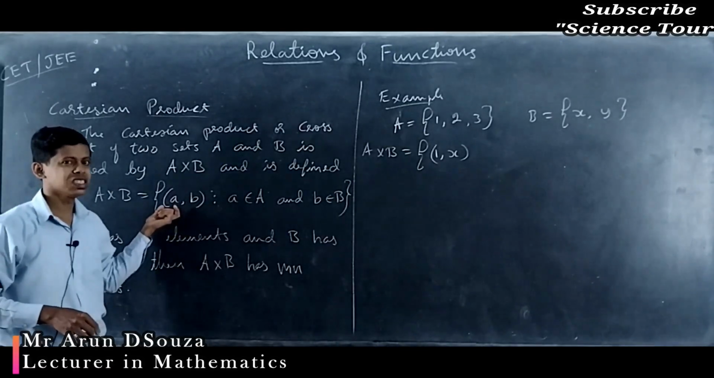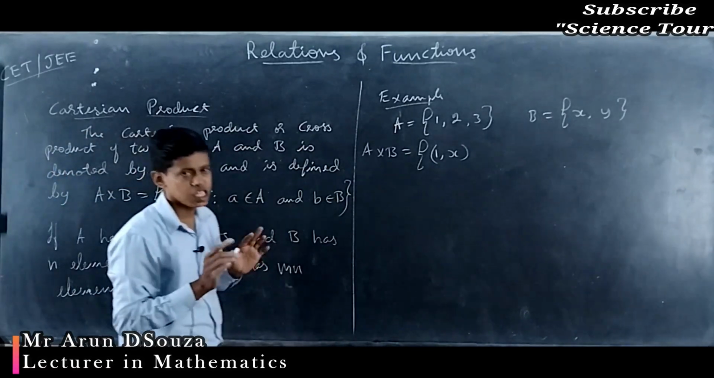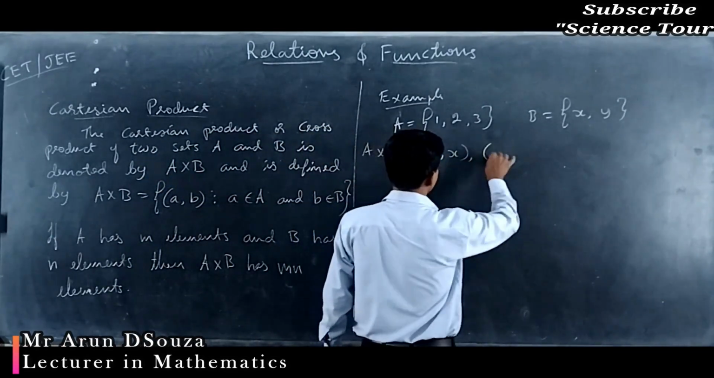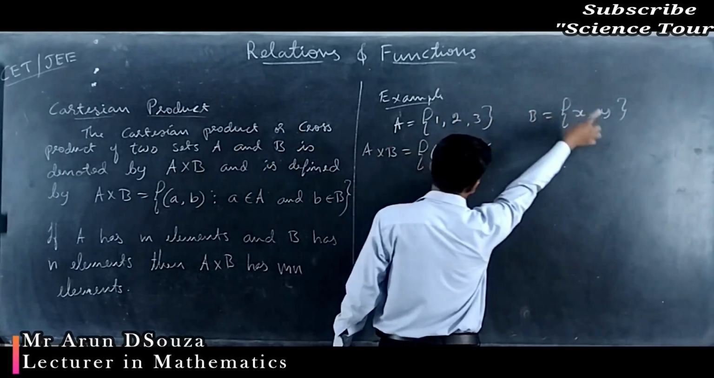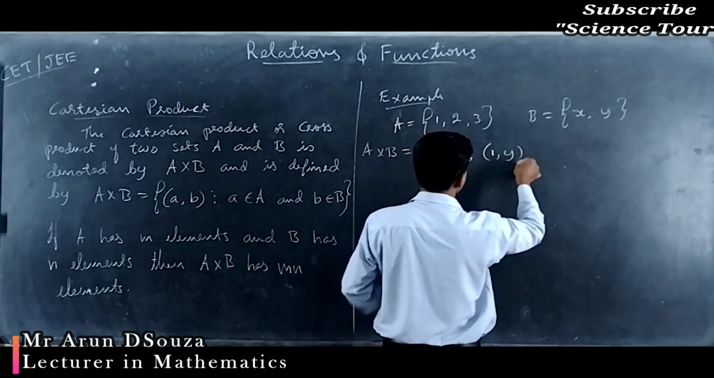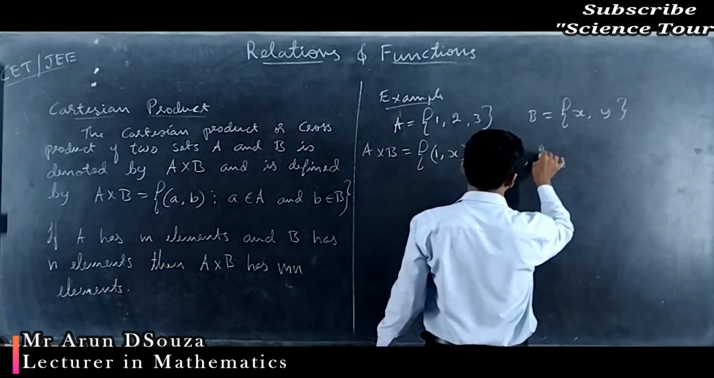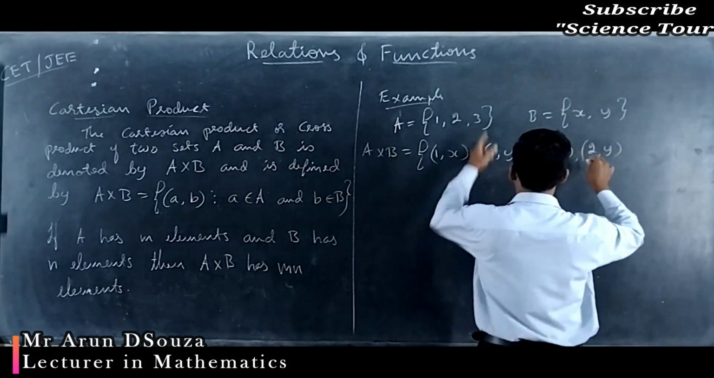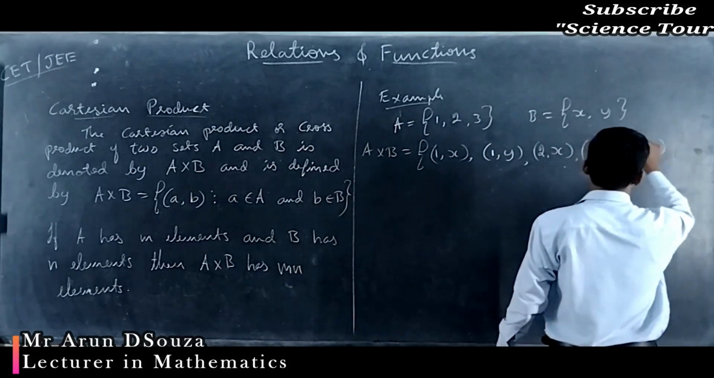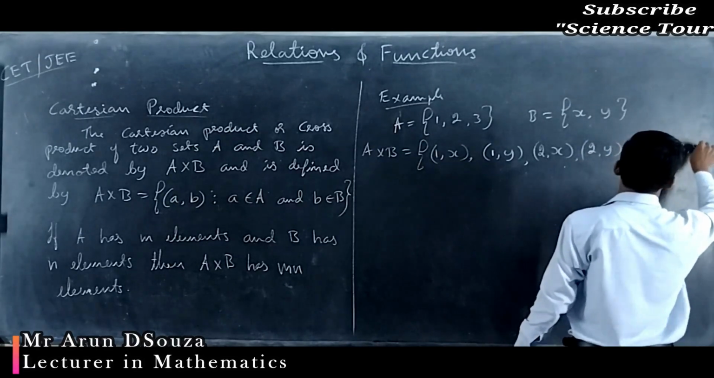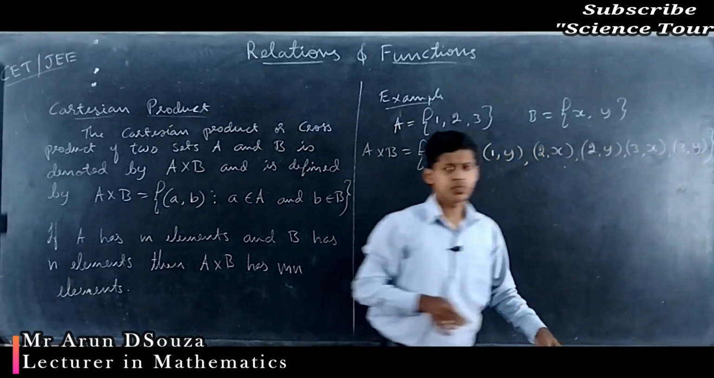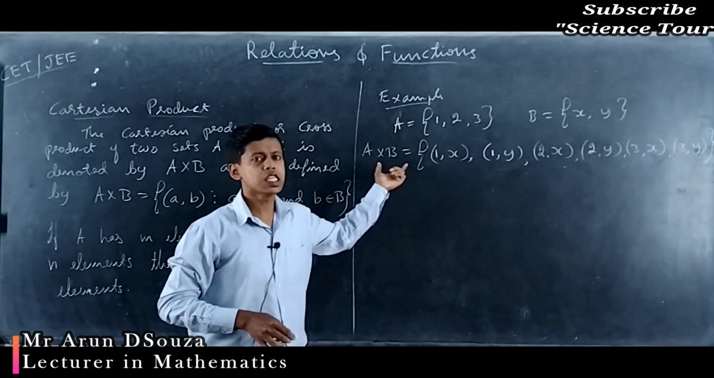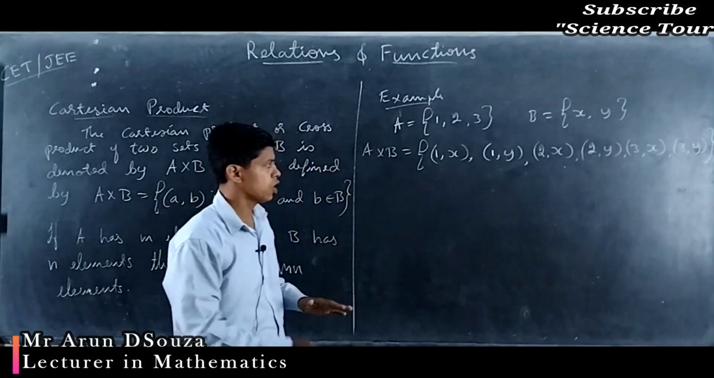So you have to follow the same order. You should not change the order in which you write the elements. Now use a comma to write the next element. Next you can go for (1, y), and then (2, x), and then (2, y), and then start with 3. So you have (3, x) and (3, y), and that's it. So this is the set A cross B, and this is called the Cartesian product or the cross product. I hope that is very clear.